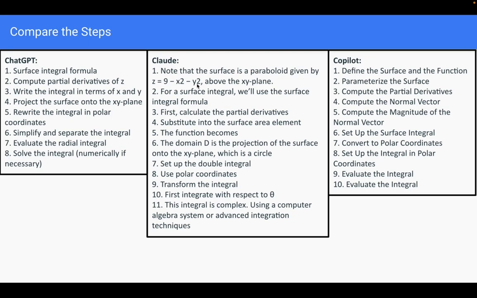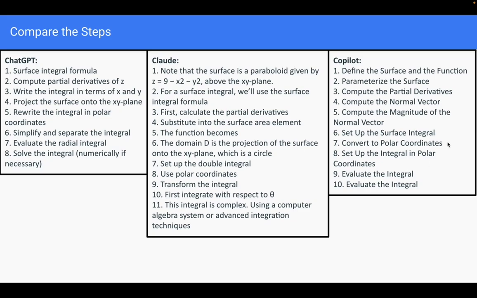All of them basically start with setting up the surface integral formula, whether they give it to you explicitly in general or if they give it to you just with that specific problem. It calculates the partial derivatives. And then it sets up the integral by projecting onto the xy plane, whether it sets up the integral just as is with ChatGPT, or it walks you through the process of it with the partial derivatives, the normal vector, and the magnitude of the normal vector as in Copilot.